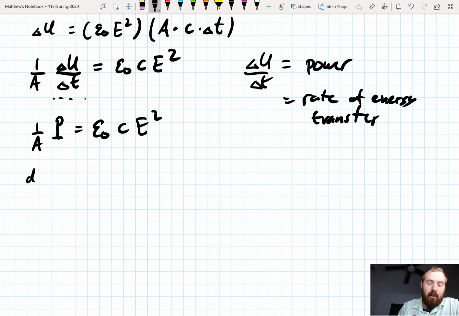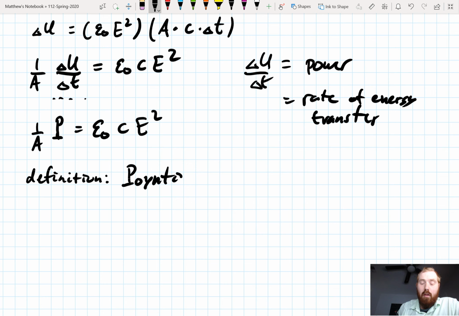So, definition. The pointing vector. And no, that's not a misprint. It's named after the person who quantified this. It is a capital S. And it's defined as the power per unit area.